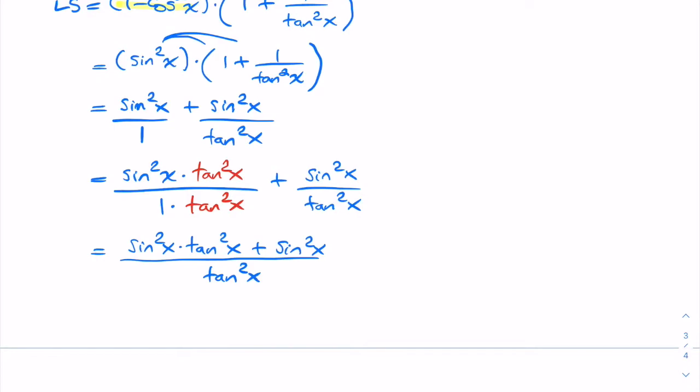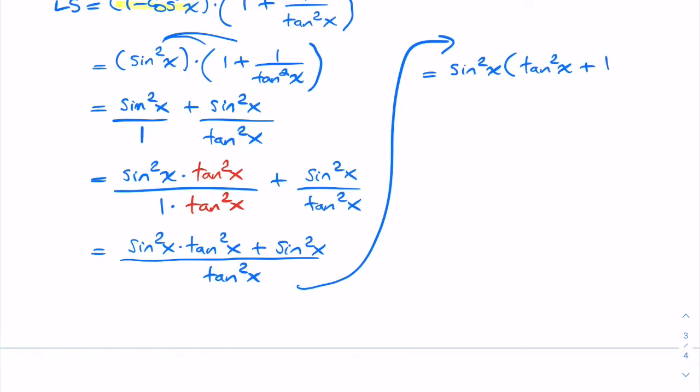Okay, so with that being said, let's see what we can do in the numerator. I see a greatest common factor of sine squared x. So I'm going to go ahead and factor the sine squared x out of both terms in the numerator. That gives me tan squared x plus 1, which is still all over tan squared x.